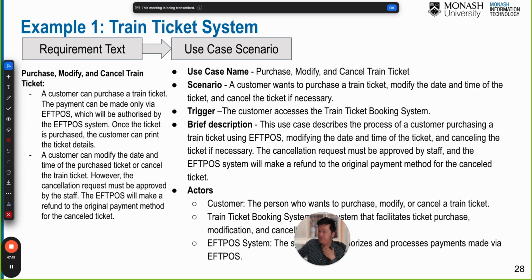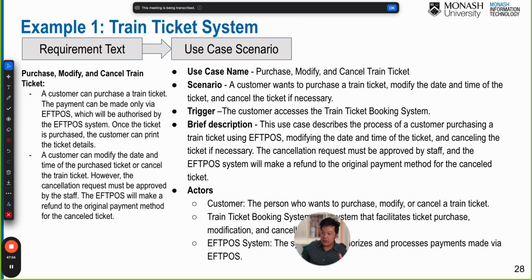This is an example. Now, we have purchase, modify, cancel train ticket, so many things. We're going to write only one. Let's say we're going to write about purchase, modify, and cancel train ticket all together. This scenario is called a customer wants to purchase a train ticket, modify the date and time, and cancel the ticket if necessary. The scenario will be triggered when the customer accesses the train ticket booking system. This is how it is triggered.